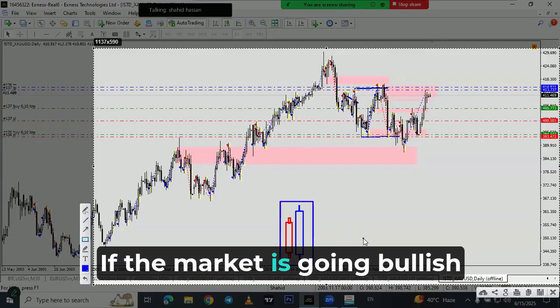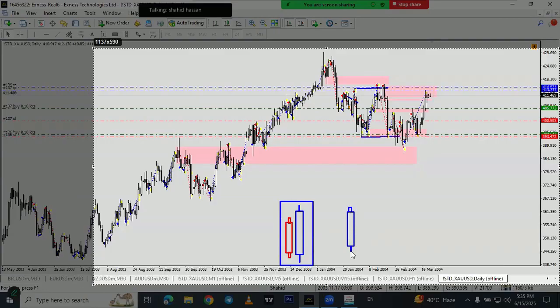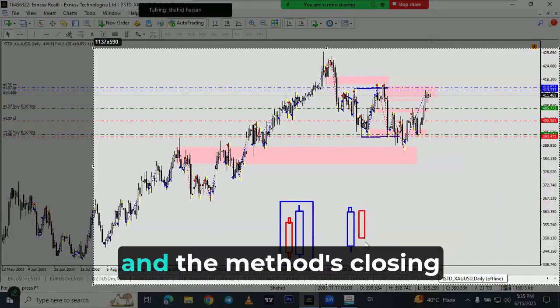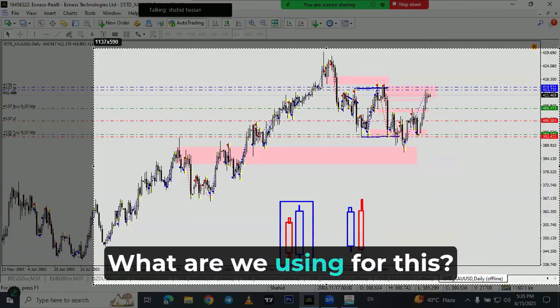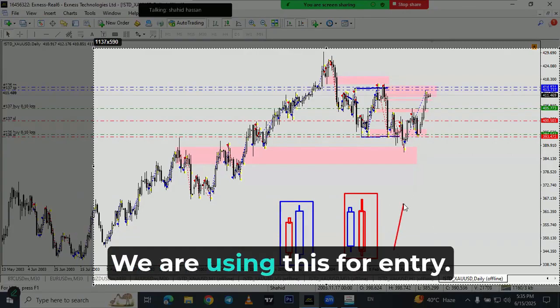If the market is going bullish and it has to turn bearish, what does the market need to do? The market needs to sweep the upper one and the candle's closing should be here. This setup is for our bearish. What are we using for this? We are using this for entry.